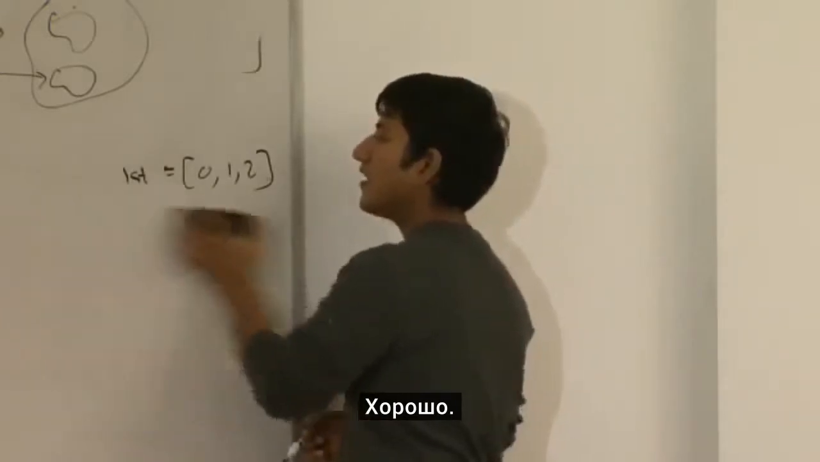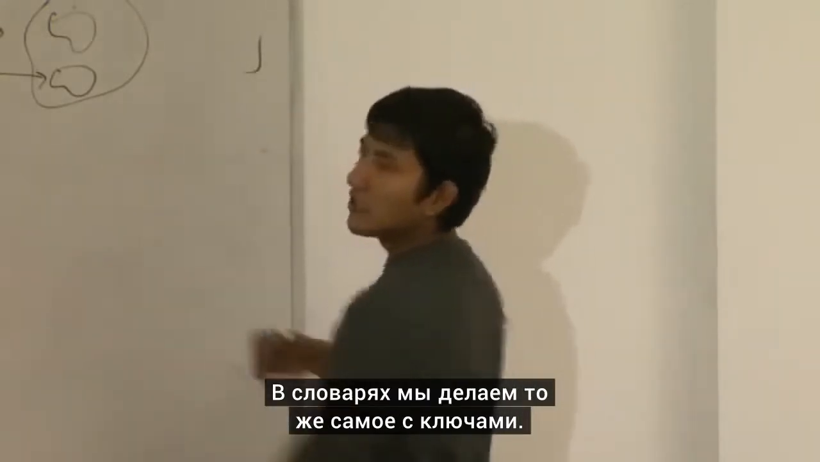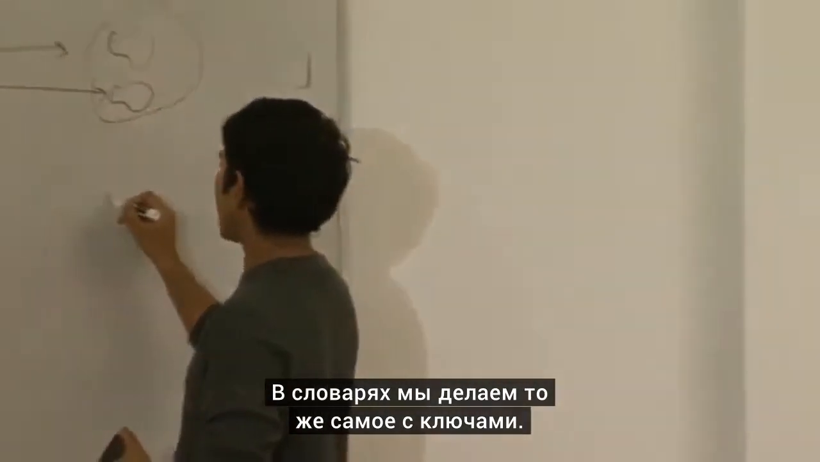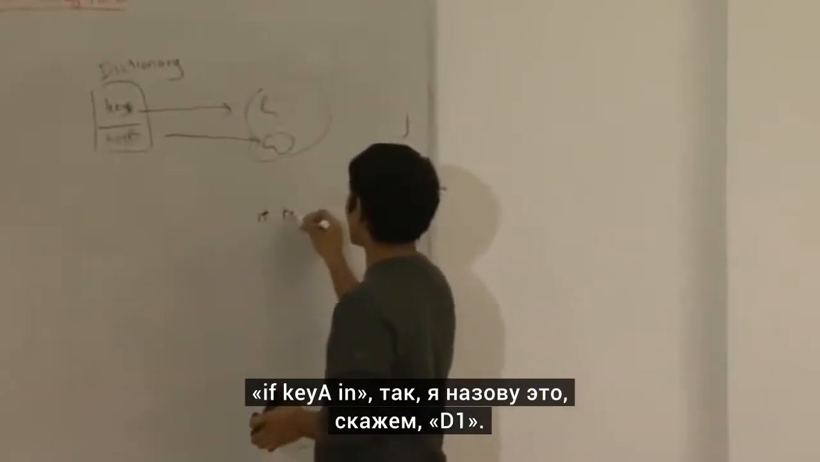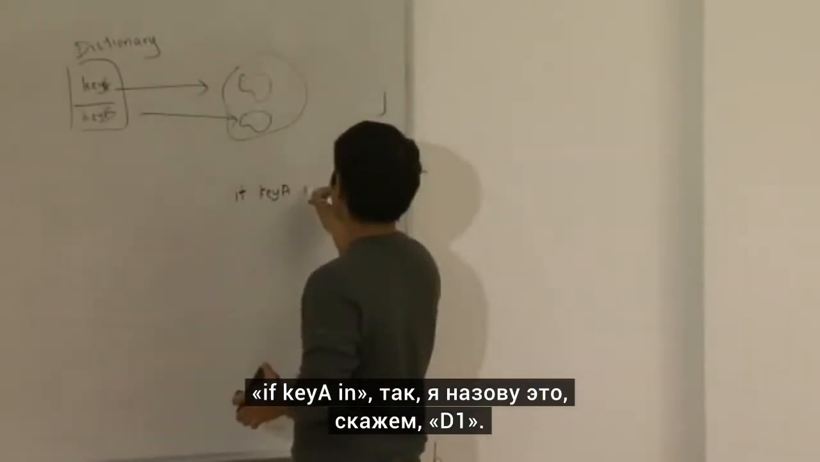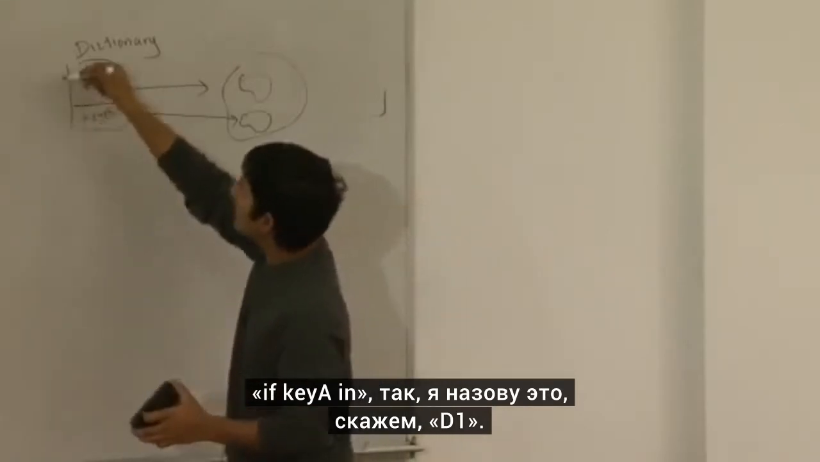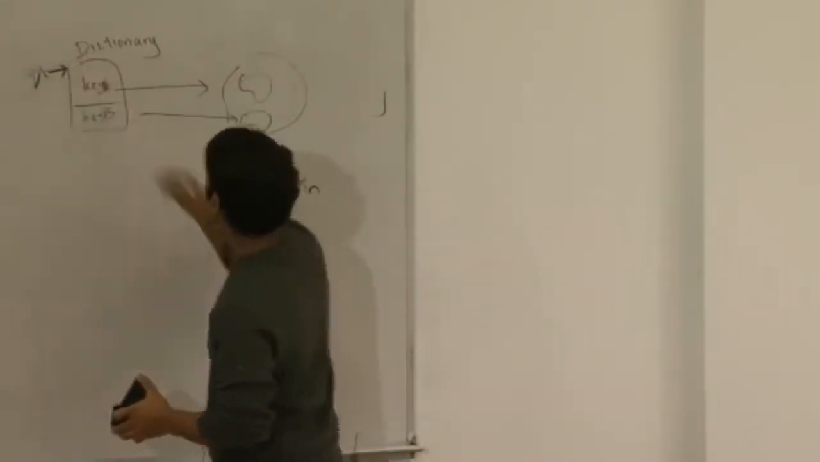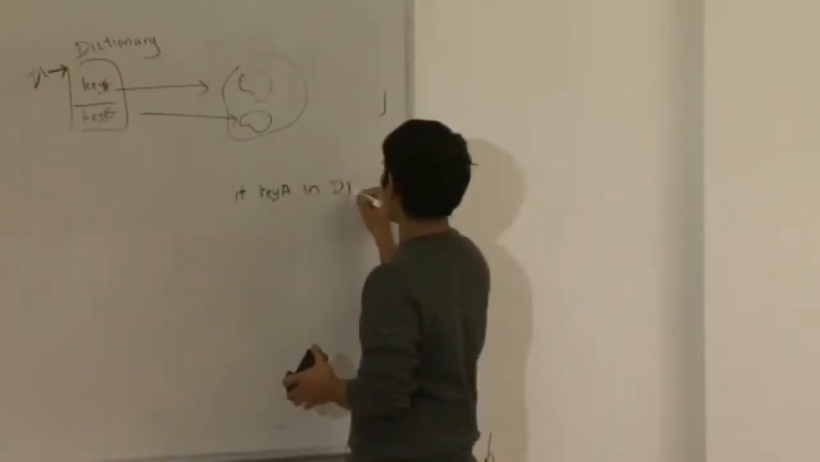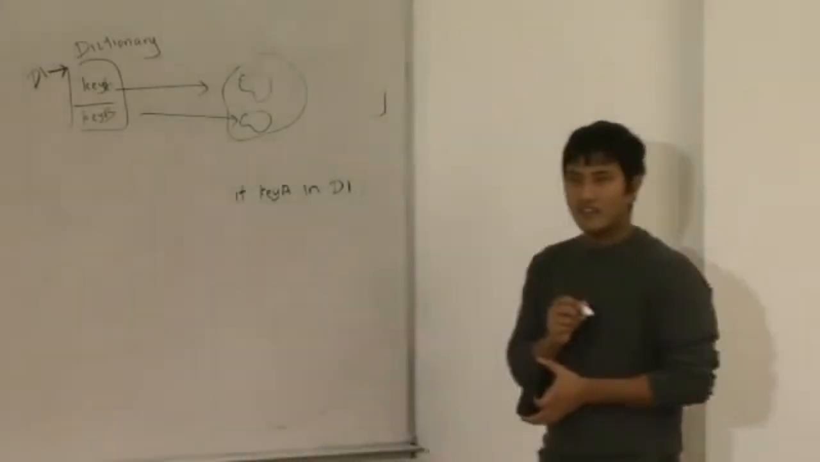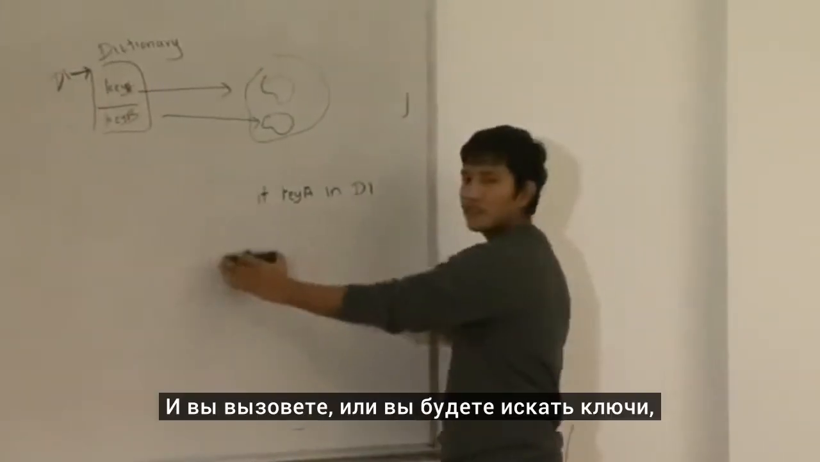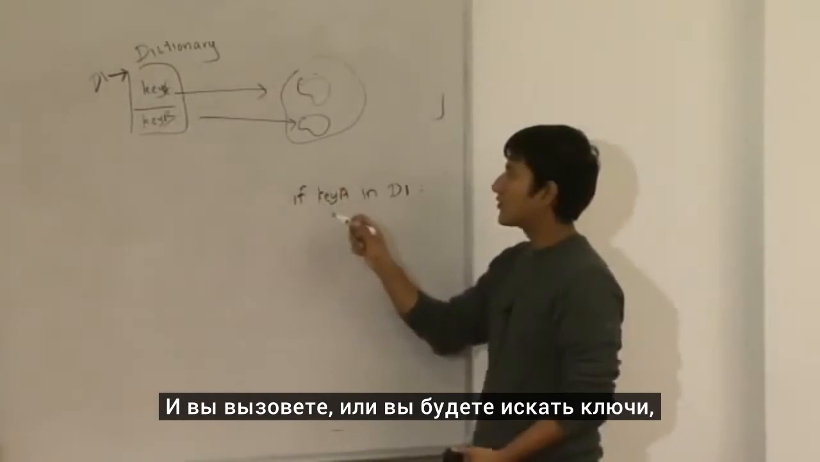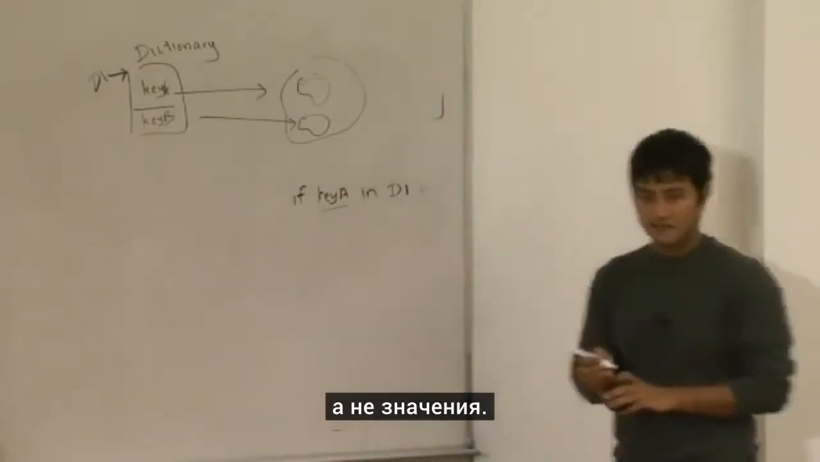OK. In the dictionary, we do the same thing through keys. If key A in, OK, I'll call it, say, D1. OK? And you actually search for the keys, not the values.